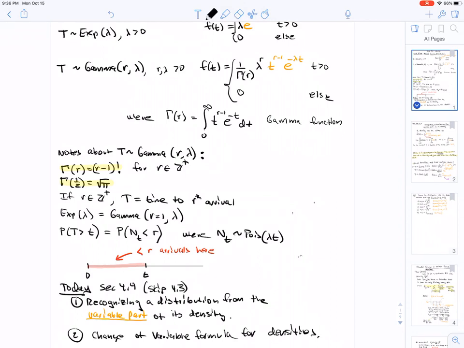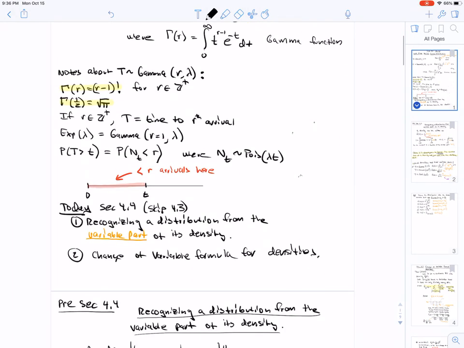And to find the probability that T is greater than t, a major idea is to realize that the event that T is greater than t is equivalent to the event that the number of arrivals in time t is less than r, and you can find the probability of that using the Poisson formula.